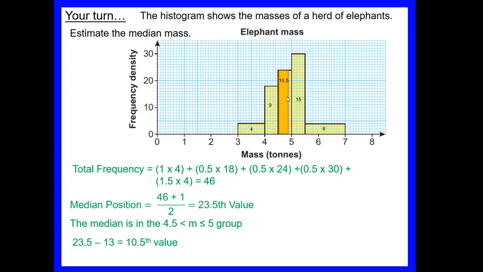So that bit of the bar has an area again of 10.5. So I know its area. I know the height of the bar is 24. So we do 10.5 divided by 24, which means that the width of this bar here is 0.4375. So now I can read from my scale. That was 4.5 here plus my 0.4375, which means I get an answer of 4.9375 tons as my median value. Okay, just check through your answers there and make sure you're happy with each of those steps.